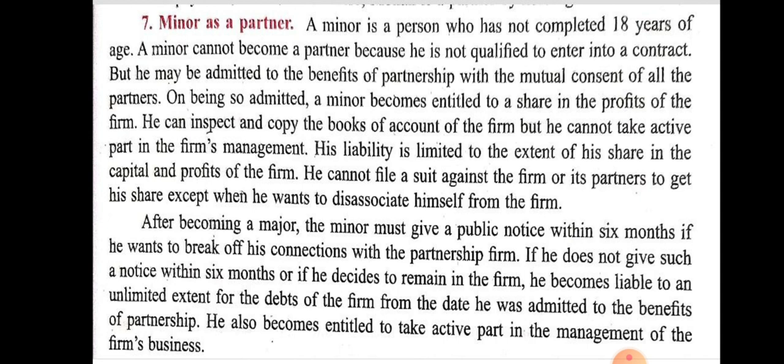He also becomes entitled to take active part in the management of the firm's business. So a minor partner who has not completed 18 years cannot enter into a contract, their liability is limited, and they are allowed to inspect the books of account, but they cannot take active part in the firm's management. When they become major, within six months they have to give a notice that they want to break off their connection with the partnership. If they don't do so, their liability will become unlimited and they will have to pay all the amounts from the time they are earning benefit.